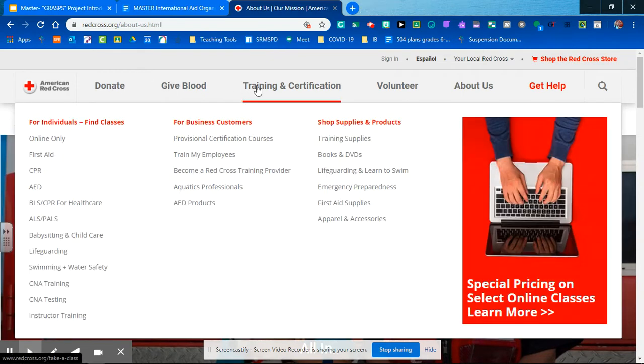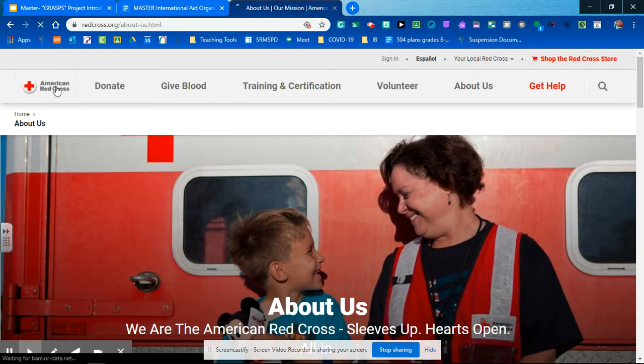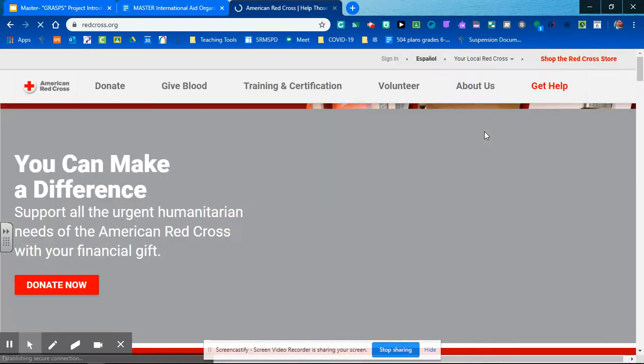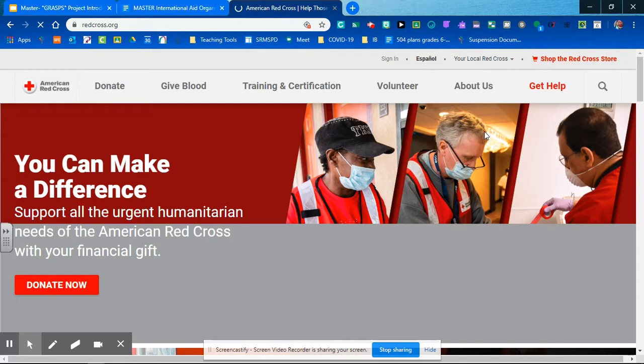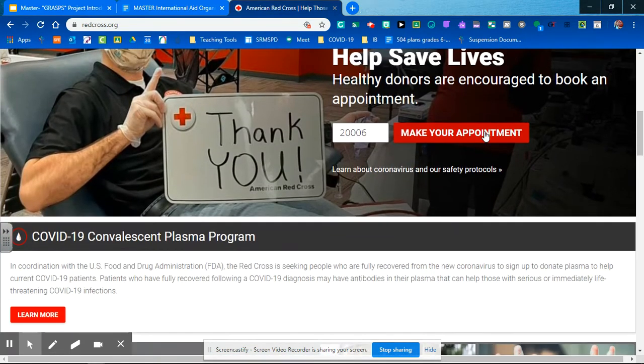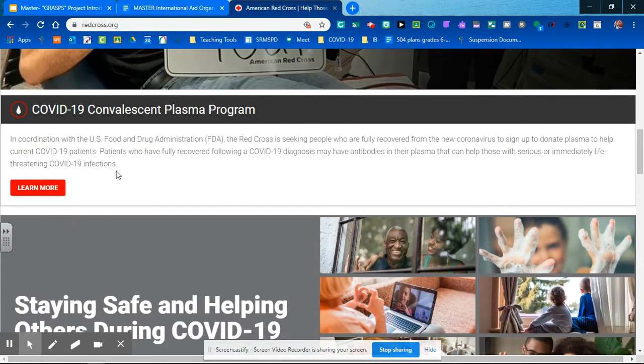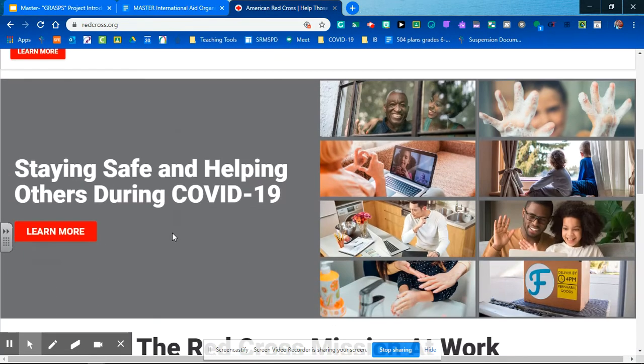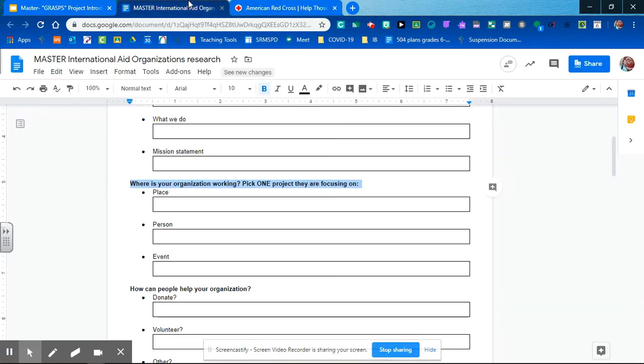Again, on the website, you're going to have to figure this out. It's not going to just jump right out at you and say, here's the answer, this is where we're working, this is what we're doing. You have to dig and explore the website. It might be on the homepage. It might be on a tab. There are thousands of these out here, and not all websites are set up similarly. For example, there's a plasma program for COVID-19. Maybe this is one of the projects you want to do research on and talk about. So you put one project that your organization is focusing on and you talk about it here.